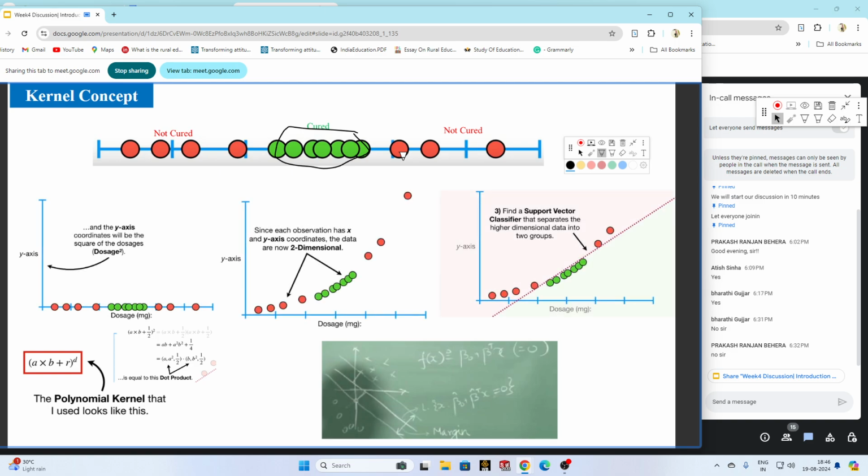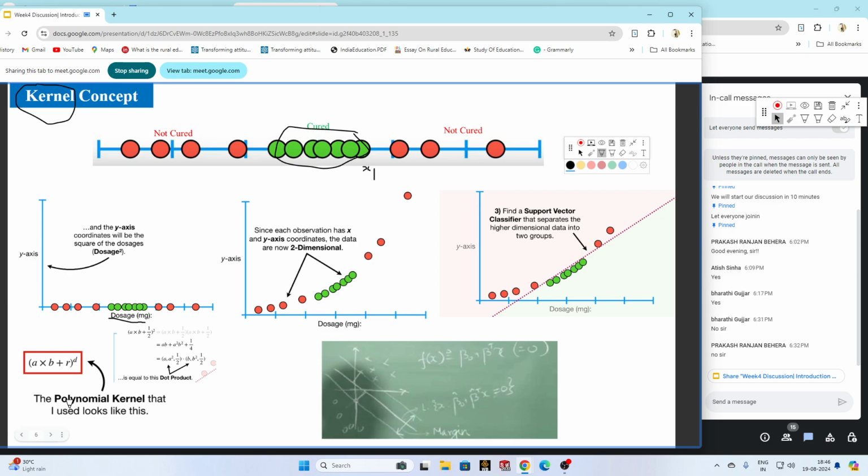So how will we deal with this kind of problem? We will deal with it by a thing called kernel. Okay, what is this kernel? What the kernel does is it increases our input feature into a higher dimension. Like here there is a dimension for dosage only, right? Here is one dimension data like x1, but what this kernel does is it will add another dimension to it.